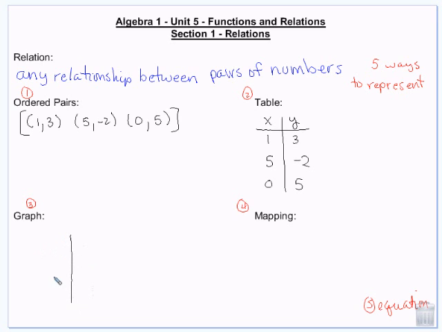We can do a graph. Okay, 1 goes with 3, so I put a point on the 1 for the x and the 3 for the y. 5 goes with -2, and 0 goes with 5.